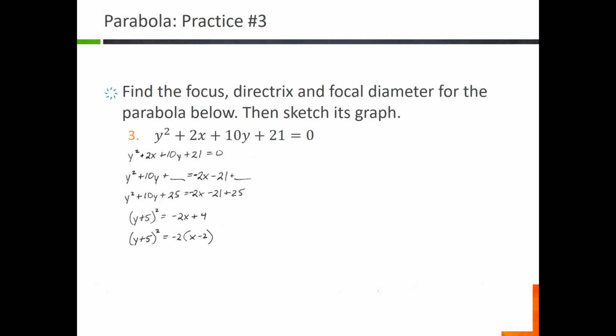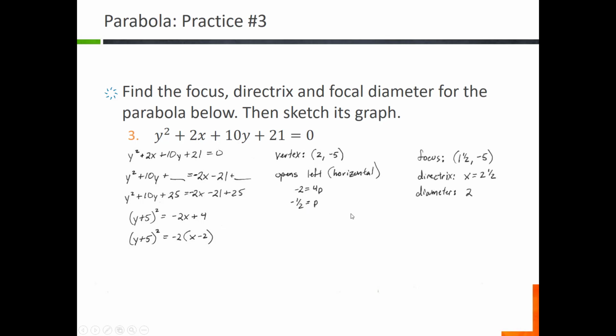Again, from this equation, we should be able to figure out the vertex. It's (2, -5). It opens left, so it's a horizontal graph because it's y squared, and because it's a negative 2, it's to the left. The negative 2 also is the 4p, so p has to be negative one half. You just divide the 4 over. Once you get here, we can figure out the focus, directrix, and the diameter.